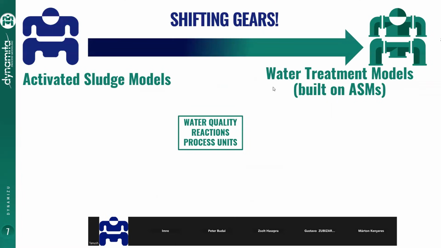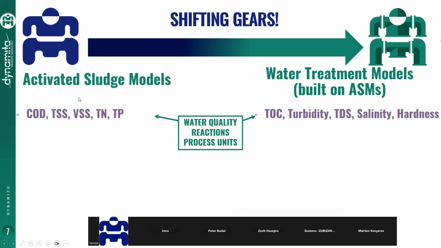So in order to distinguish the difference between SUMO and DYNAMIZU, it's important to understand the biokinetic differences, the water quality differences, the process unit differences between the two. SUMO on the left is based on activated sludge models. We look at COD, TSS, VSS, total nitrogen, total phosphorus. On the right, we have TOC, turbidity, TDS, salinity, hardness.